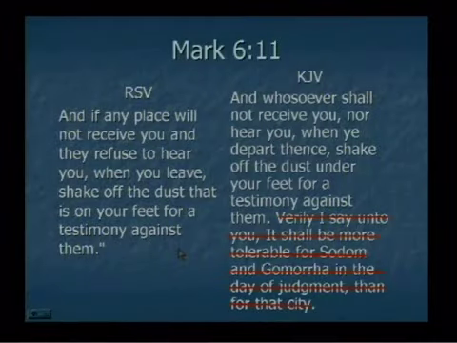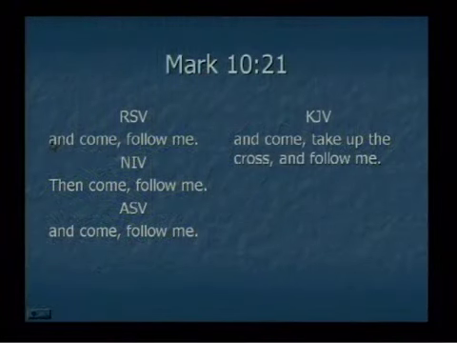Can you see how many pieces are missing? So, I'm not talking about whole verses here. We're just looking at half verses and these things. Mark 10, verse 21. Revised Standard Version: And come follow me. NIV: Then come follow me. ASV: Come follow me. King James: And come take up the cross and follow me. What's the difference between those two?